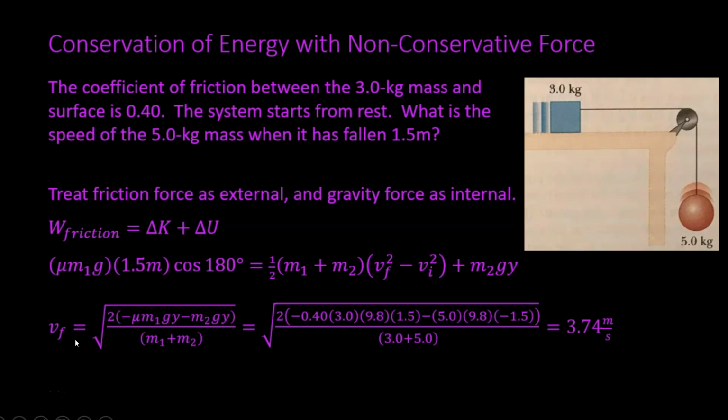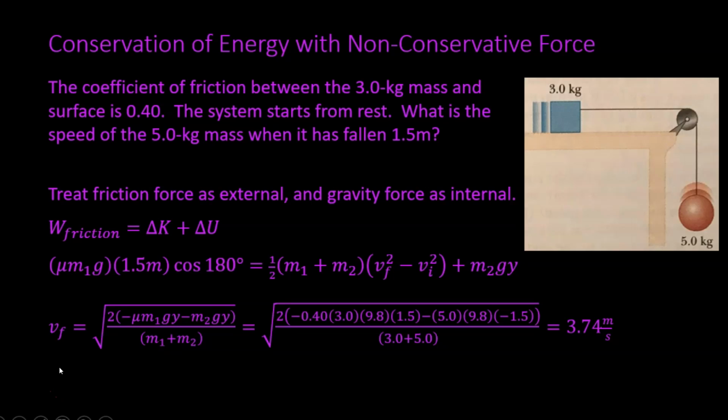So we go ahead and rearrange this equation, solving for V sub f. That takes a little bit of algebra. We plug in our numbers, and we wind up with a final velocity after the ball has fallen 1.5 meters of 3.74 meters per second.